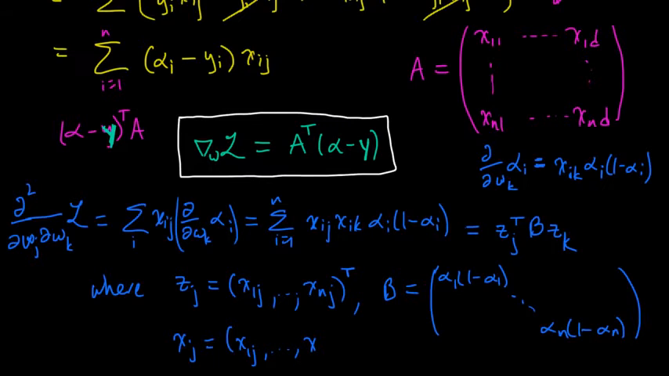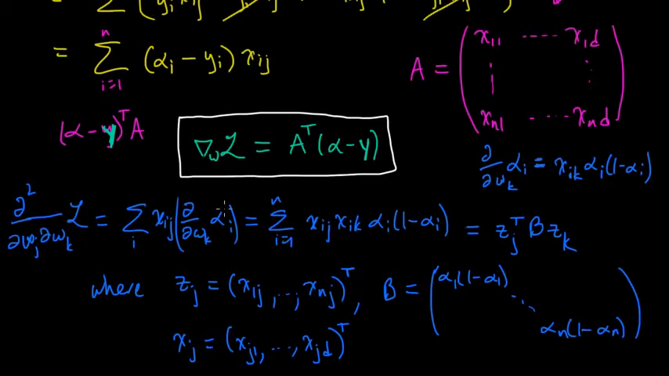Right, it's x, sorry, xj1. It's the row, like the first row, the jth row. The jth row is xj1 up to xjd. And so these zj's are the columns. So this would be the jth column. Zj is the jth column of the design matrix.